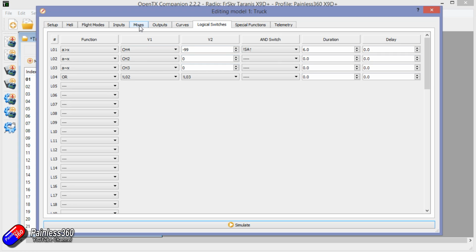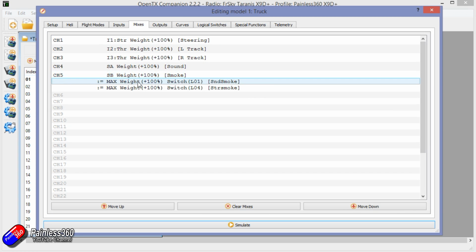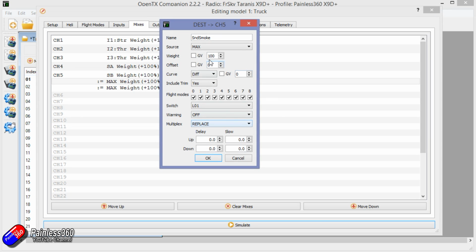And that's because all I've done here in the mixes is this next bit, where I'm saying the source is max. I'm not bothered about a source. I don't want source turned on. I just want there to be the value on the channel, the maximum value. The switch is going to the logical switch, which we've just set up, and again we're setting it to replace, so it's one or the other.